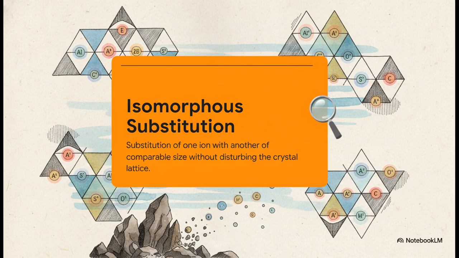Aluminum, for instance, is just slightly larger than silicon. Because of this, it can slip right into the center of a tetrahedron, taking silicon's place, without actually messing up the crystal structure. This right here is the primary source of both negative and positive charges for silicate clays.